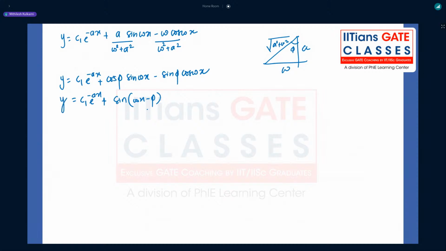And now let's put the condition: as x tends to infinity, and let's say a is greater than 0. What will be the value of y? So a is greater than 0, so a is a positive number here, right? And x tends to infinity, so e to the power minus infinity is what? 1 upon infinity, right? And 1 upon infinity is 0, so it will be C1 into 0, the first term, plus sine of omega x minus phi.